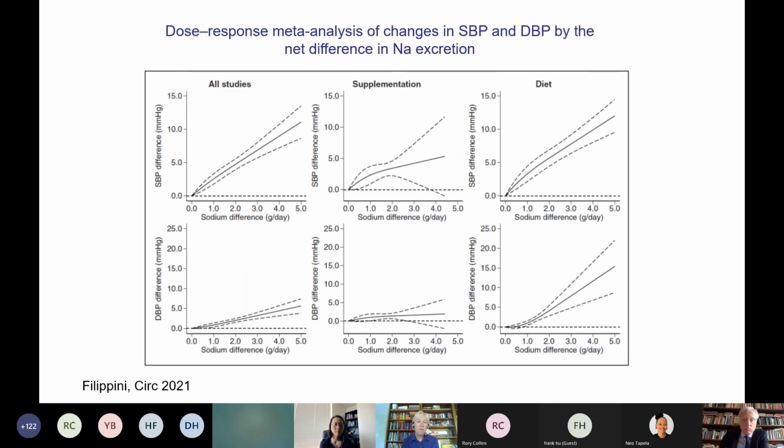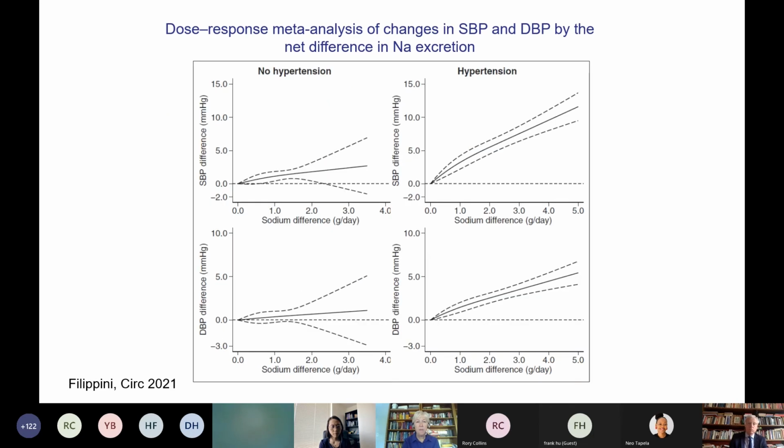So this is a dose-response meta-analysis of various trials by the net difference in sodium excretion. The top is systolic blood pressure, the bottom is diastolic. And you can see that with both supplementation and diet studies, there is a direct response of the sodium levels with the blood pressure levels. It was higher for the diet studies, but the supplementation trials as well, which tended to be shorter term, also found that increase. And when this was done in hypertensives and non-hypertensives, the difference was again larger in the hypertensive people, especially for systolic blood pressure.